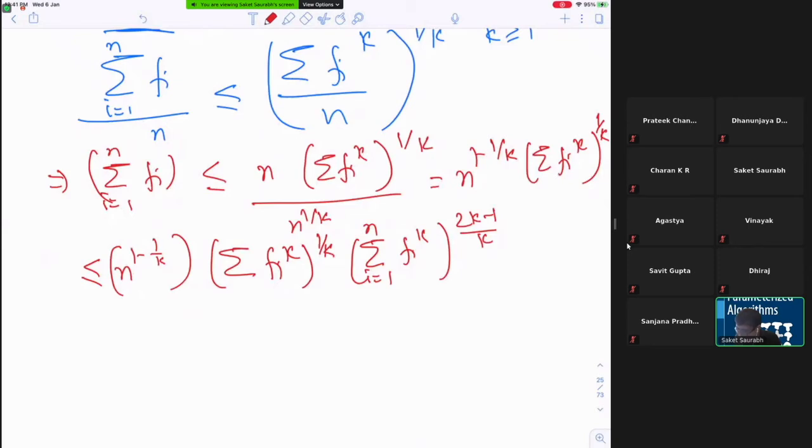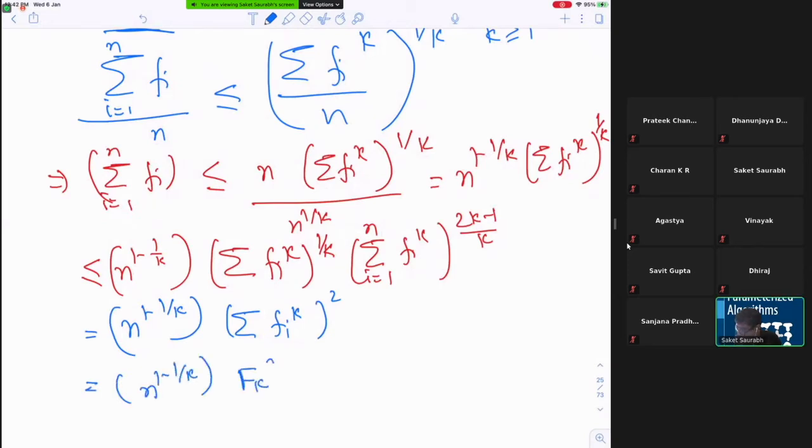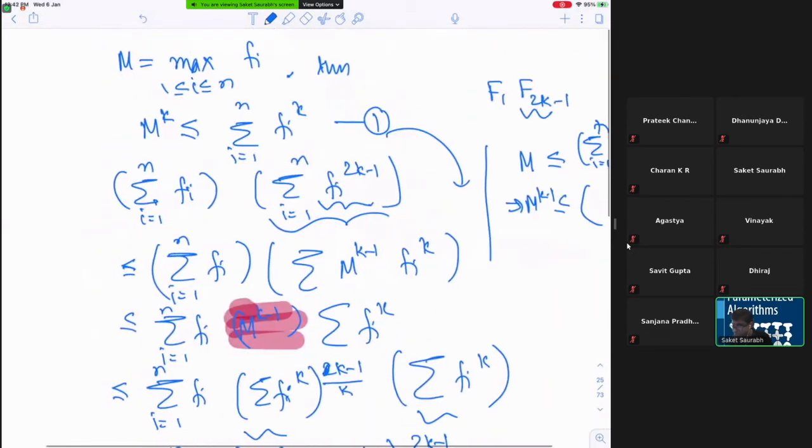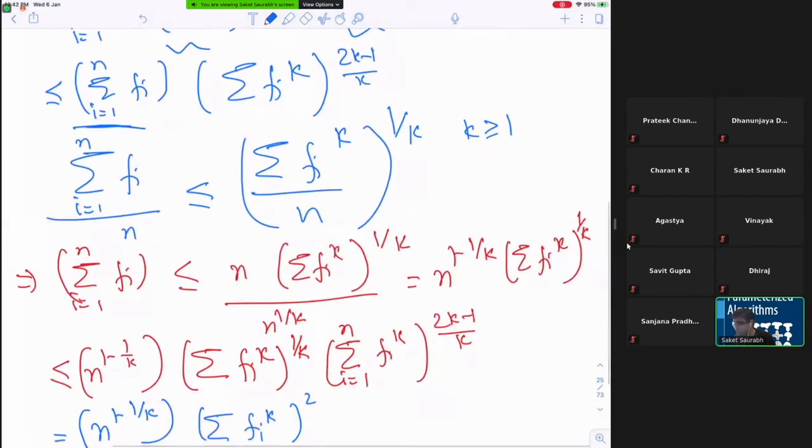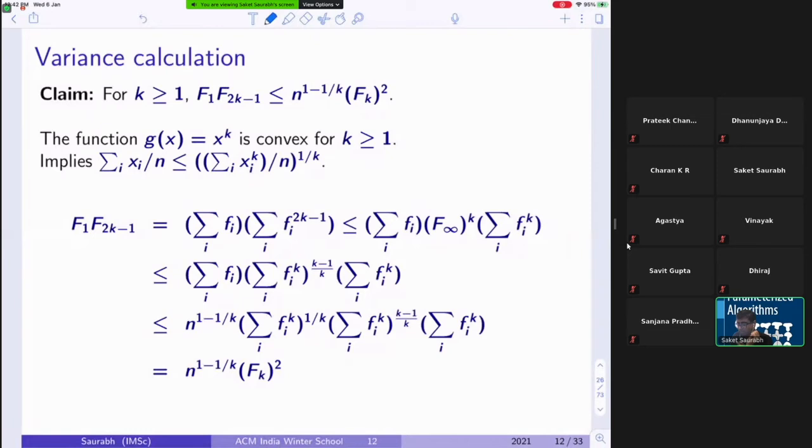So what are we going to get now? Did we get what we wanted? What will this be? This is basically summation fi to the power k, whole squared, which is nothing but n to the power 1 minus 1 by k times fk squared. So we are able to show that f1 into f2k minus 1 is upper bounded by the quantity of our interest. People also use convexity to do this, but we can show that this quantity is at most n to the power 1 minus 1 by k fk squared. And once we have shown this, we are all good.